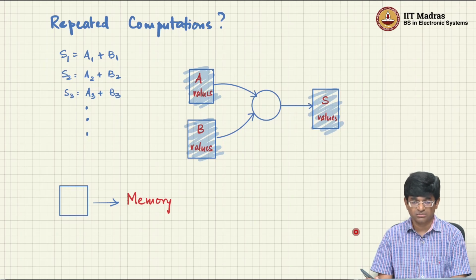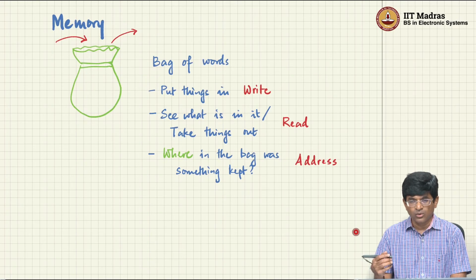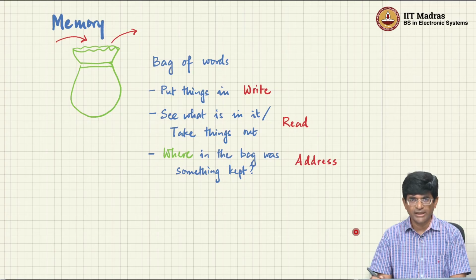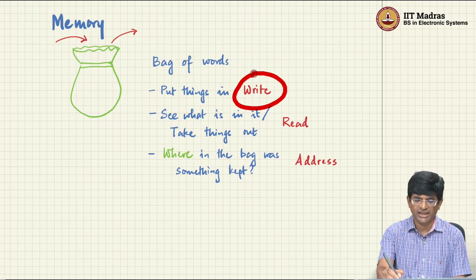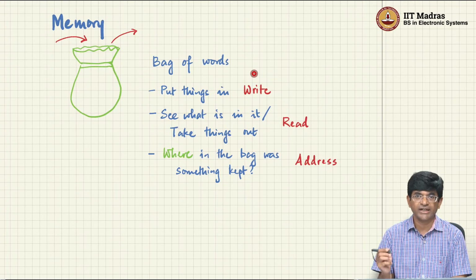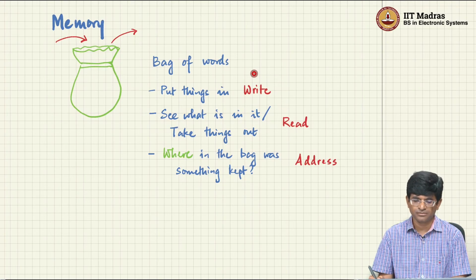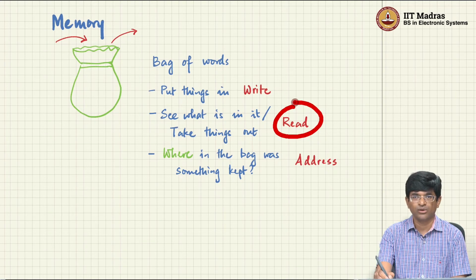So what does it mean? There are some functions that I expect of the memory. One way to look at this memory is that it's just a bag into which I can put things, and that operation of putting something into the bag I refer to by the term write. So when I put something into that bag, I say I have written data into the memory. I also might want to take something out of the bag, and when I want to get something out of the bag, I am reading something which was in the memory.